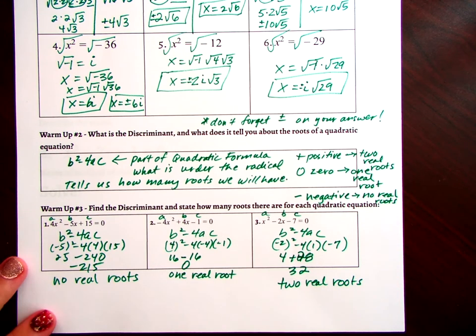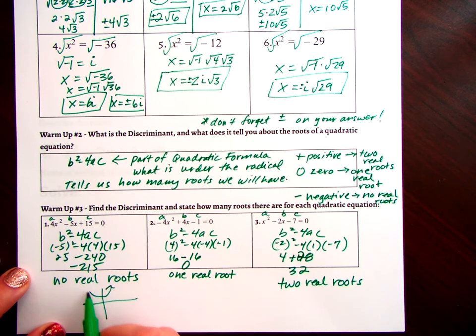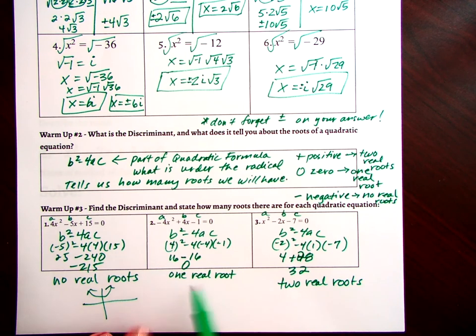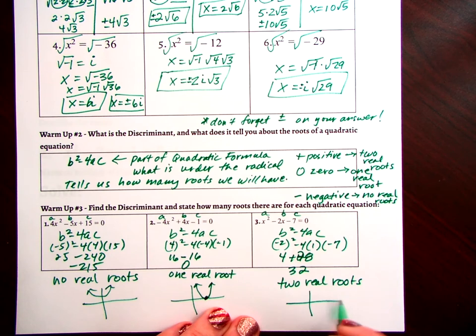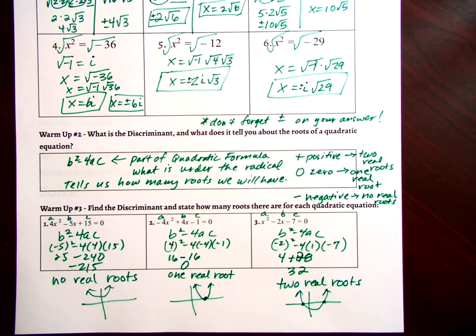Okay, now what would these look like if we sketched them? A no real roots graph means it's hovering somewhere above the x-axis. A 1 real root graph means it's touching 1 time. And a 2 real roots graph means it has 2 roots touching right there. Okay, how'd you do?